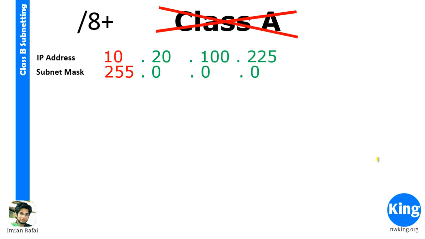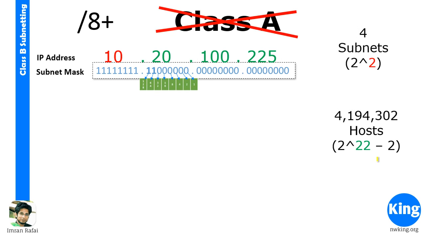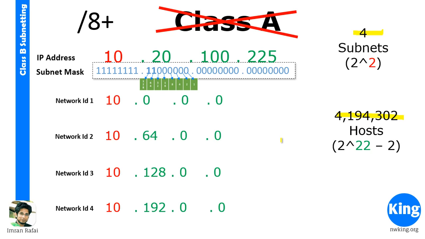So, breaking a network into 4, what do we do? Yes, borrow 2 bits. Fantastic. You guys are learning. You guys are very fast. 2-bit borrowing gives us 4 networks. Fantastic. And that has 4,194,302 valid hosts. What is the network ID of the first network? We all know this. Make everything into 0. Fantastic. So it is going to be 10.0.0.0. Fantastic. How do we get the next network ID or the subsequent network IDs?